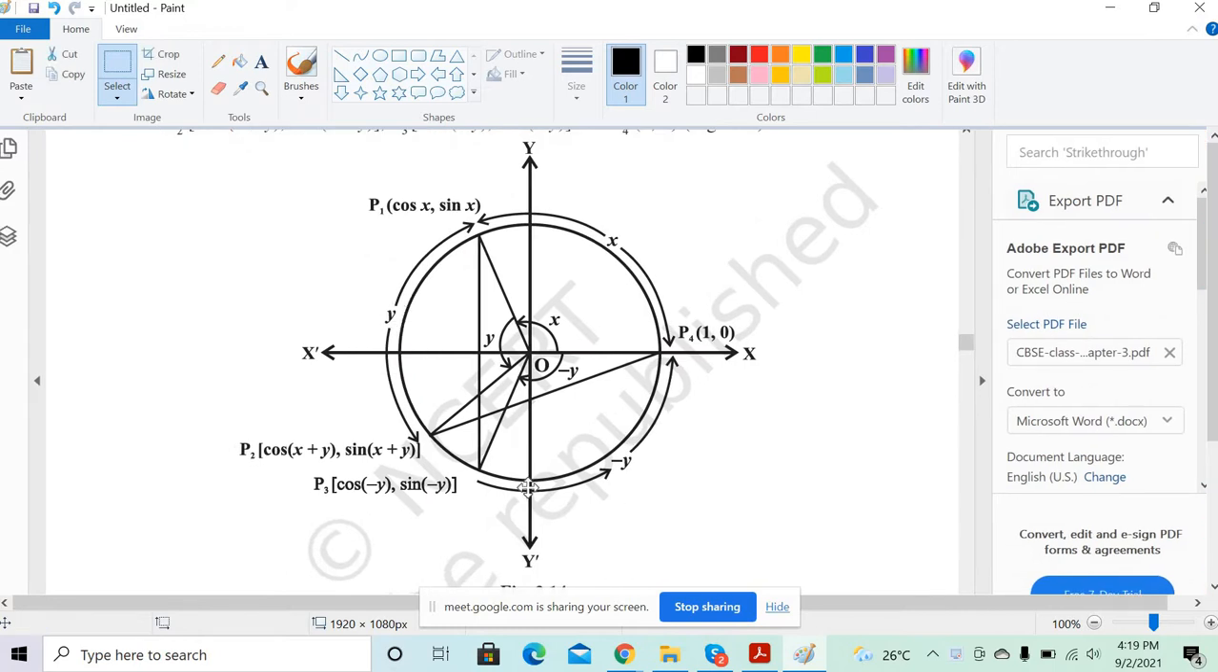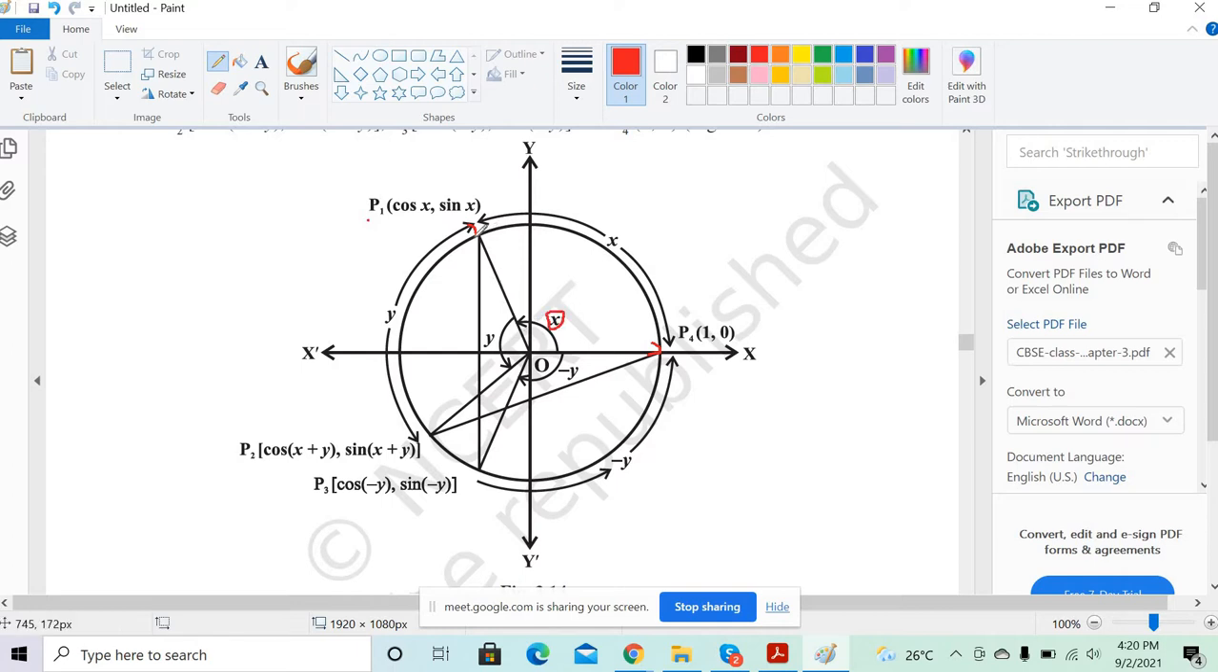Now in this case, you have drawn the unit circle. This is the point P1. Let's understand the point P1 here, okay? This is the initial side. You rotate it in the anti-clockwise direction. That's why this angle is X, correct? Yeah. This angle is X.